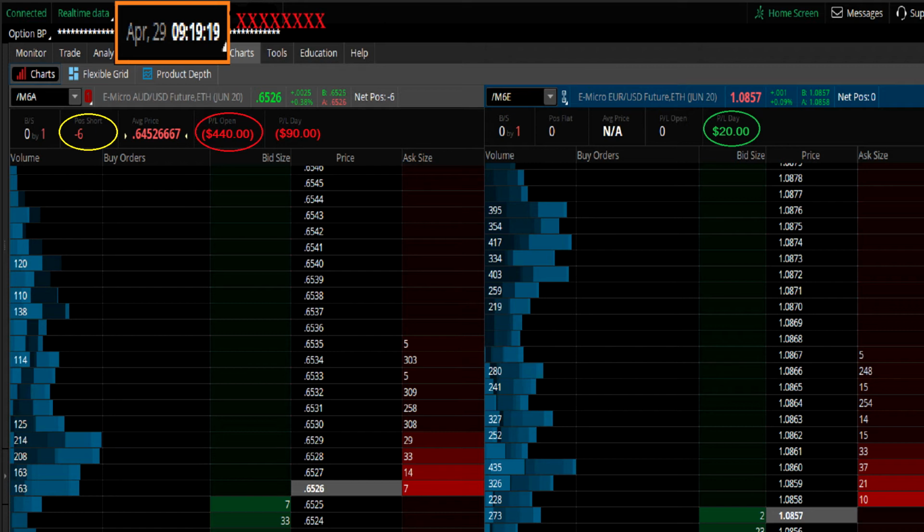Okay, on the right side of the screen, this is the 1 contract I had for the E-micro Euro US dollar. You'll notice it's in green, $20 green, with a white zero to the left of it. Why is that? Because it was profitable. I took $20 and closed the position. It's not a lot of money, but every little bit counts.